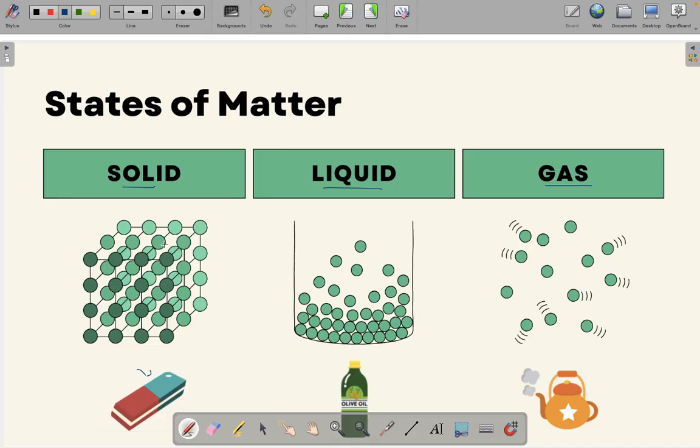These are because of the particles inside them, right? So see, we have matter, right? Matter is made up of what? Anyone knows what an atom is or what a molecule is?